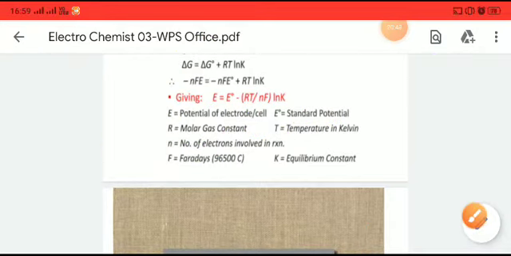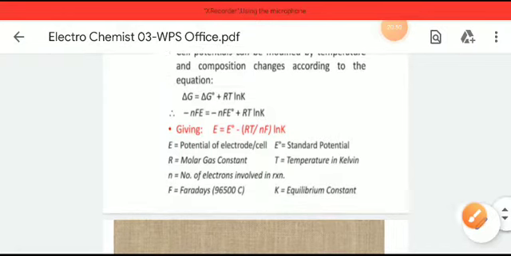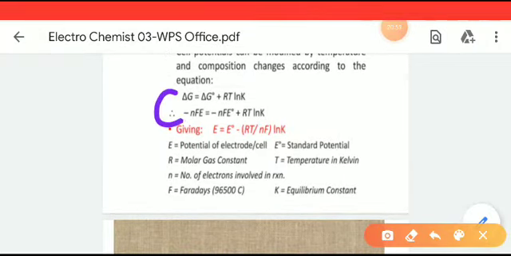We are getting minus nFE cell for ΔG, and minus nFE° cell for ΔG°, and RT ln K. By simplifying this, we are getting E equal to E° minus RT by nF ln K. So E equals E° minus RT by nF ln K.